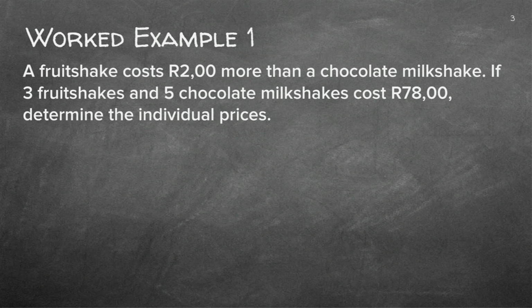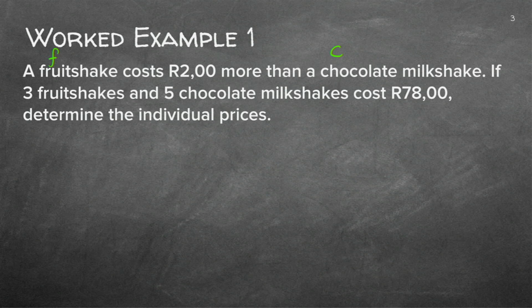So the first most important thing that we need to do is to assign variables, guys, to our problems. So as you can see, we have a fruit shake on one side and we have a chocolate milkshake on the other side. So we can easily use F for the fruit shake and we can easily use C for the chocolate milkshake. Okay, so at least we have our variables there. And if 3 fruit shakes and 5 chocolate milkshakes will cost 78 rands, find or determine the individual prices.